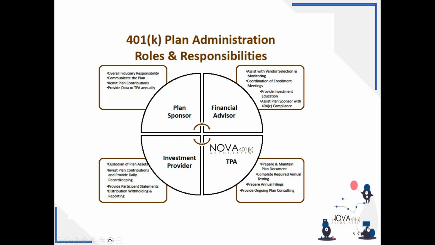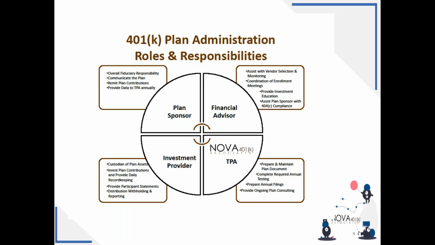Right beside plan sponsor, we have the financial advisor. The financial advisor is also often called a broker, and that's going to be the person who assists the plan sponsor with selecting a vendor to hold the plan assets and to monitor the plan assets. The financial advisor will help the plan sponsor to coordinate enrollment meetings and different employee education for the plan. They'll provide investment education, and they'll assist the plan sponsor with being 404C compliant.